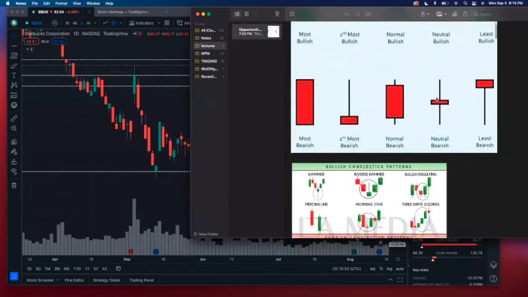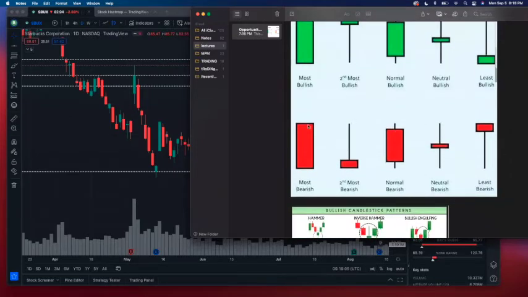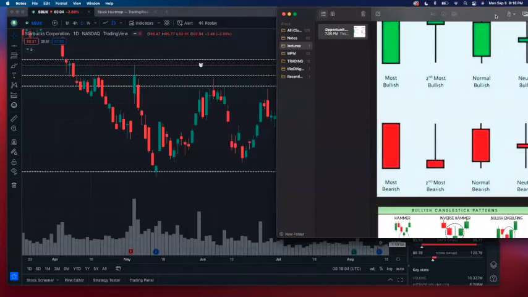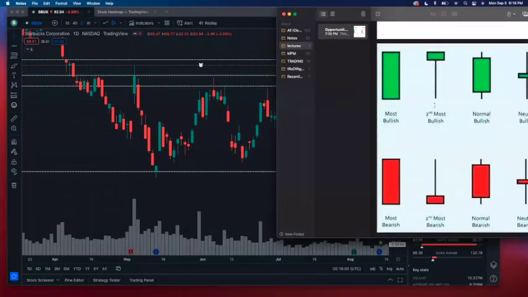But the whole point is you want to know here, you want to see these at support and these at resistance. So here's two examples. For example, the ones that I just went over: hammer candle, or this candle here, second most bullish. You don't even need to know the name. Here's an example here. At support and broke upside because it was at support.